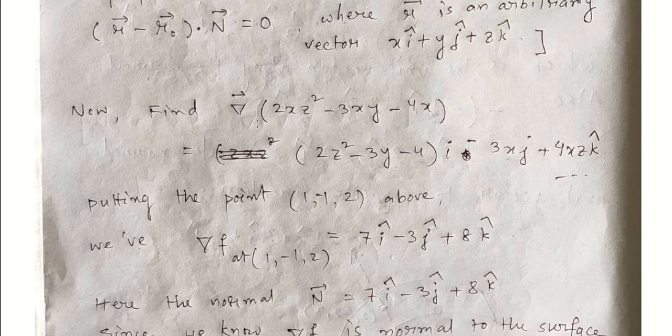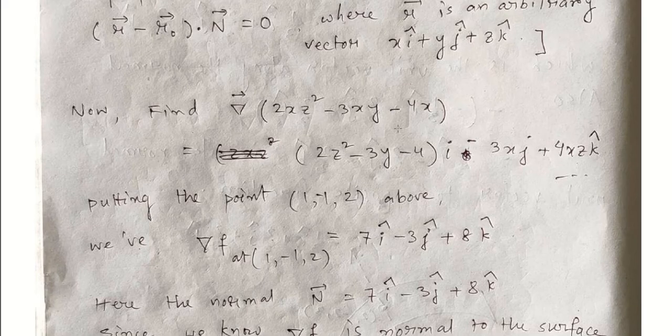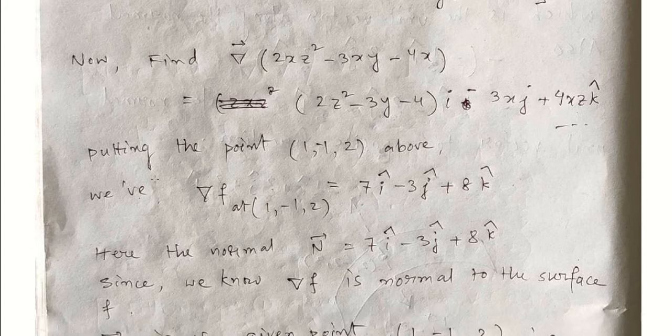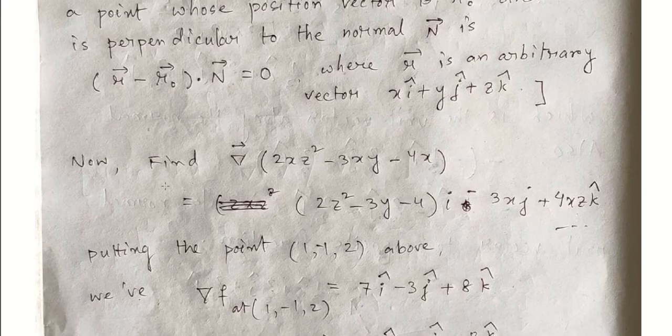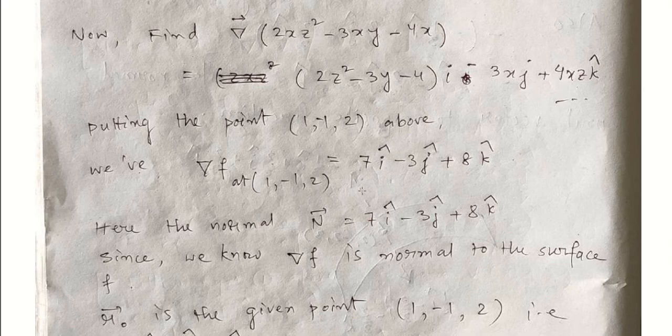First find grad phi, that is, grad of the surface. The surface is already given. Find the grad of the surface, and this is the grad: (2z² − 3y)i − 3xj and so on. Now we put the given point (1, −1, 2) into this grad. So we get this vector 7i − 3j + 8k.